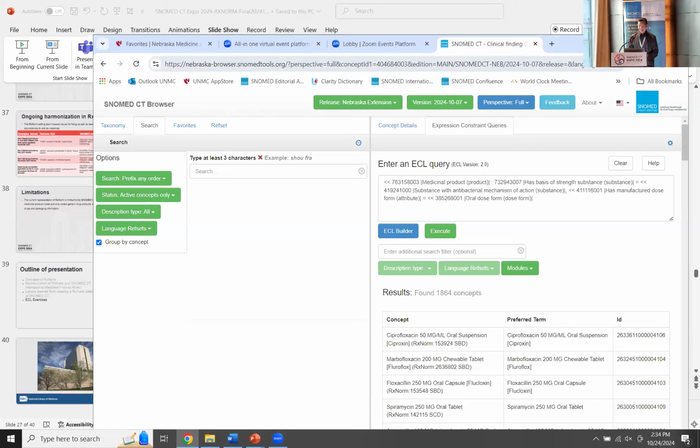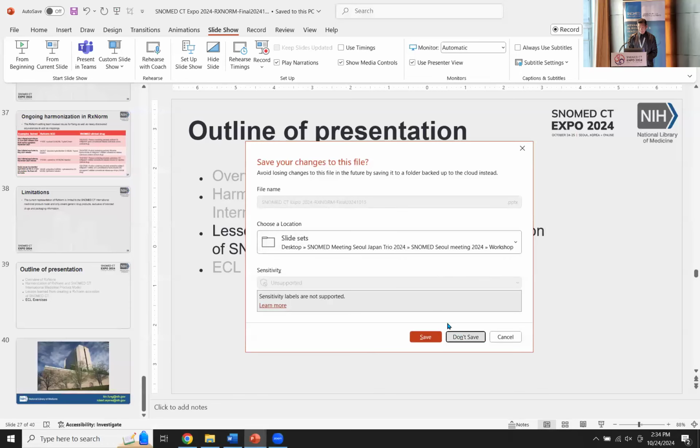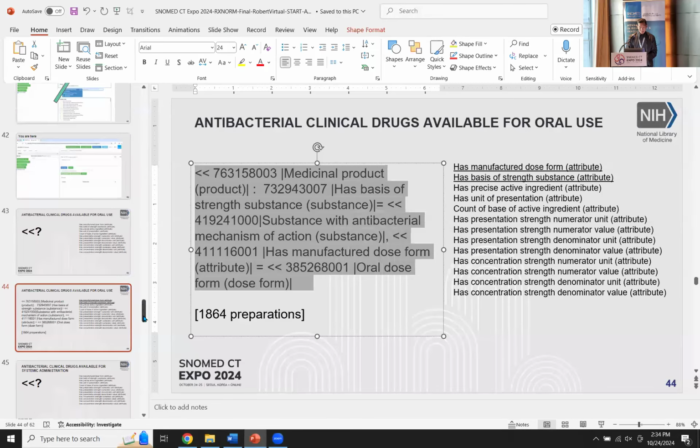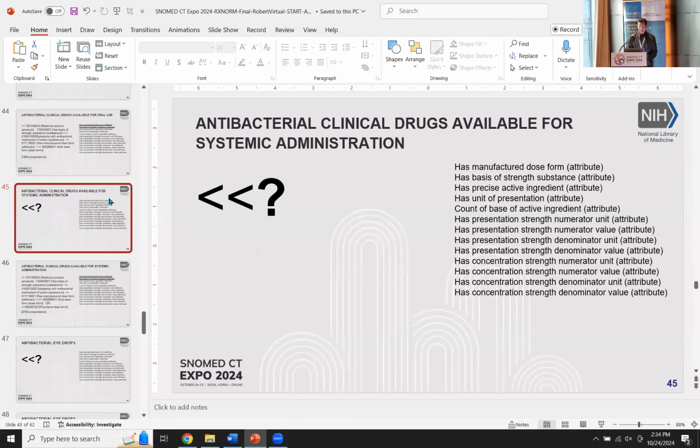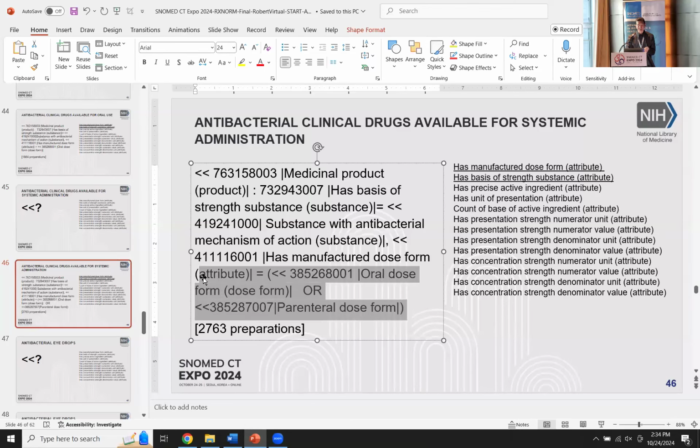All right. So with that, let's close this one. The next example we want to show is kind of the same, but we want to show all the clinical drugs that are available for systemic administration. Not particularly interesting, because in medicine systemic is not just oral. We can inject, we can use other ways, so in this case we just add the parenteral dose form in our dose form as an OR. So we include all the injectables, right?